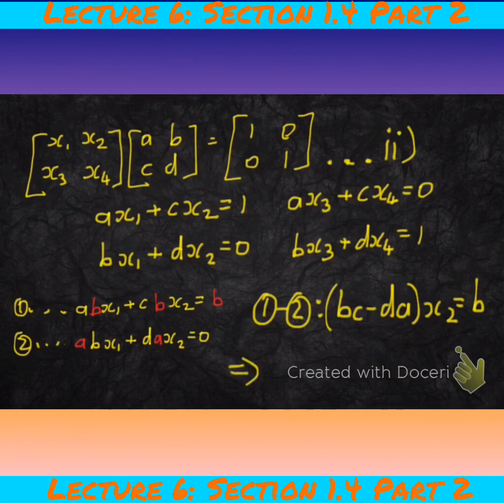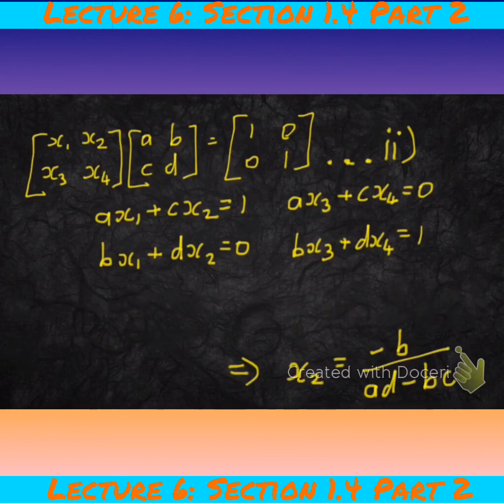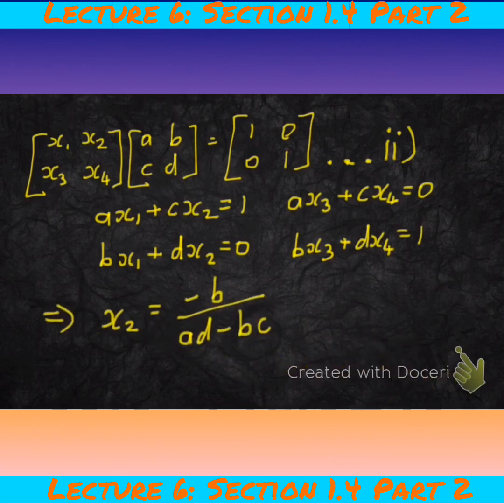We said that A times D minus B times C is not 0. So therefore BC minus DA is not 0. So I can again solve for x2 as basically minus B over AD minus BC. There I have solved my second last variable, and I'm going to move that again to the left hand side.